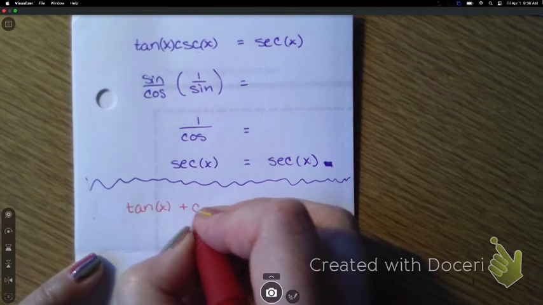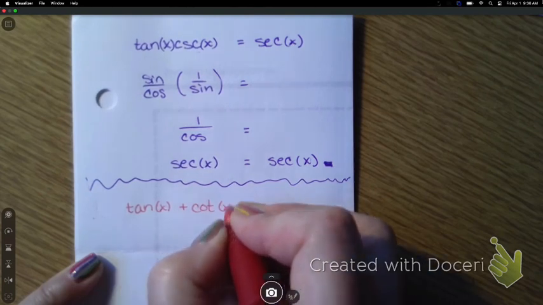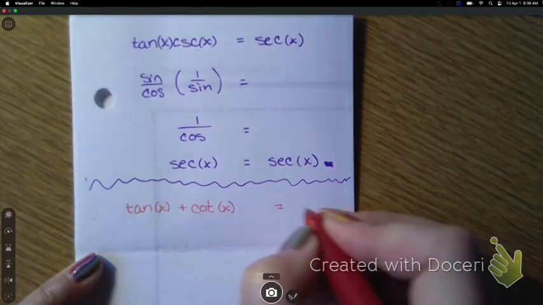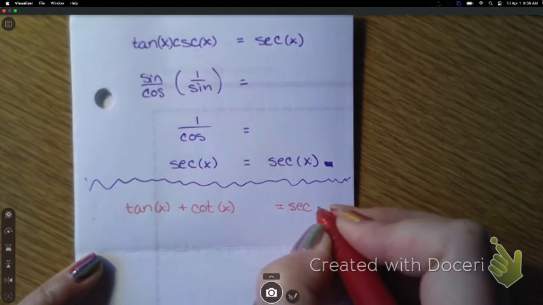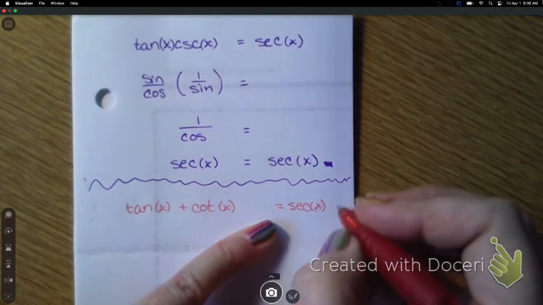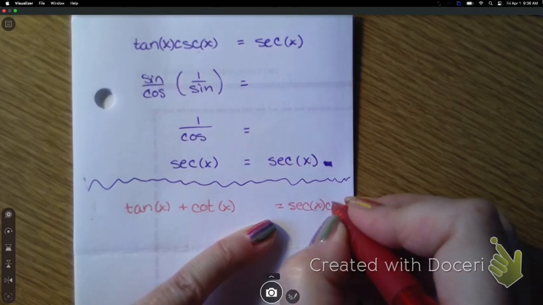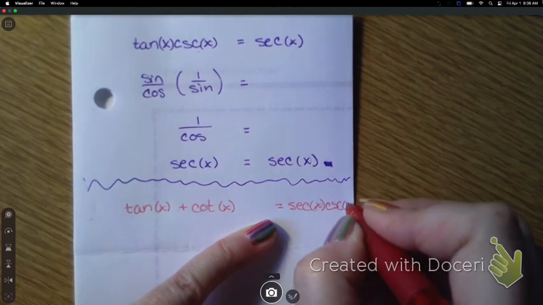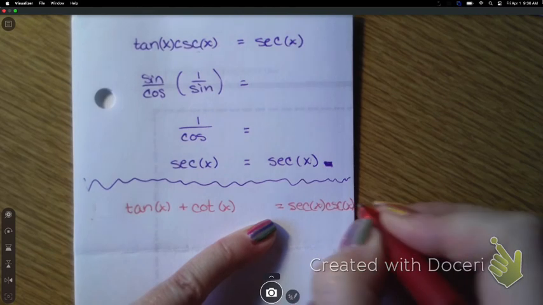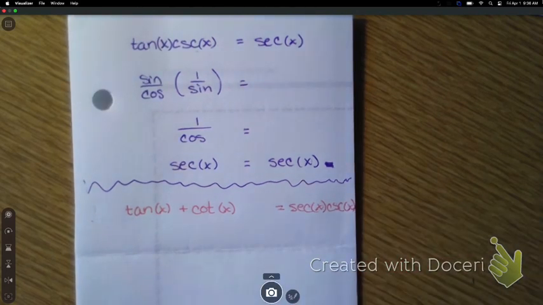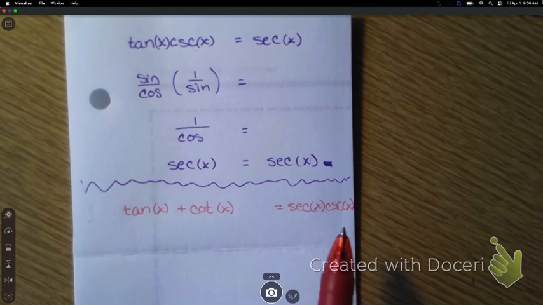Okay, so tangent of x plus cotangent of x equals secant of x cosecant of x. Now, look how I wrote my problem. I moved over my right-hand side when I was writing my problem. Why did I move that over? Which one's more complicated, if you want to say? The left. Okay. I would rather turn an addition into a multiplication than a multiplication into an addition.